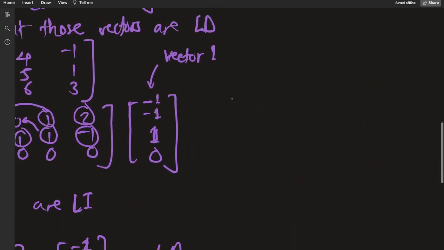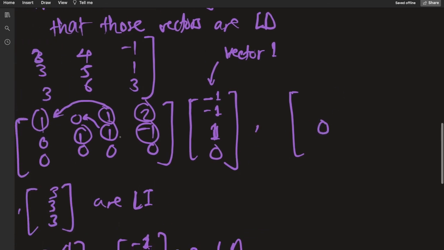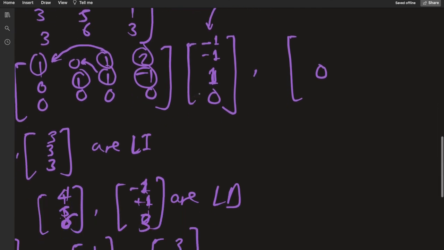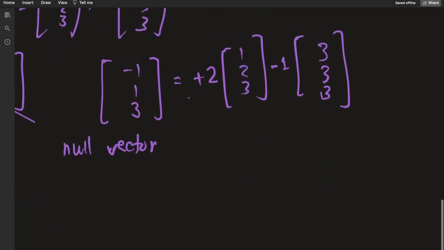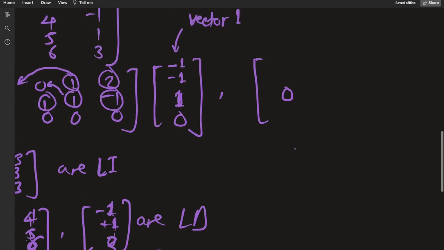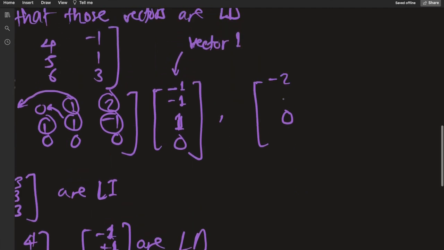You repeat the same procedure again. Take 0 for the third guy, because you don't need that. Like, we didn't need the fourth one before. Negative 2 now. Just flip the sign. Negative 2, positive 1, and a 1 here.